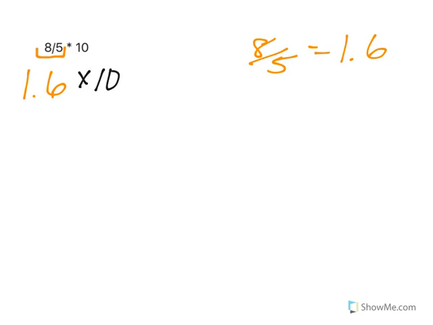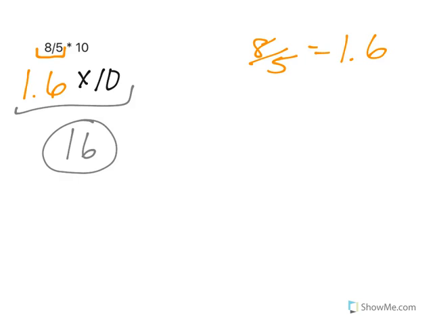Well, in this one, 8 divided by 5 times 10, we still have no grouping symbols, but now we have multiplication and division in this one. So we want to go left to right. So the first thing you do is division. 8 divided by 5. And if you plug that into your calculator, you get 1.6. So this gives us 1.6 times 10. And 1.6 times 10 is then 16.